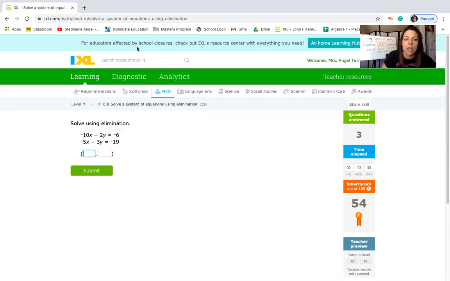Okay, we're going to do another example of where you have to multiply to create a zero term or big one factor, and then this will be our last one. So here again, we have a negative 10x over a negative 5x, a negative 2y over a negative 3y. None of these are equal terms or opposite terms.